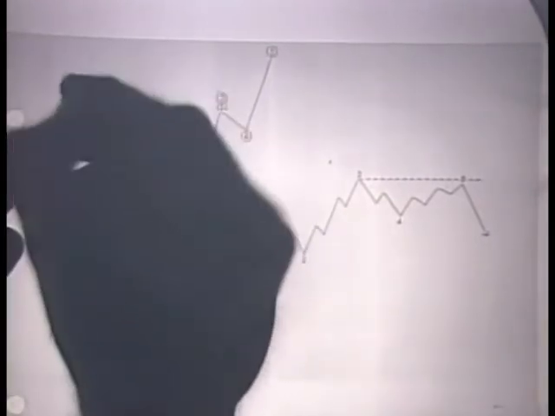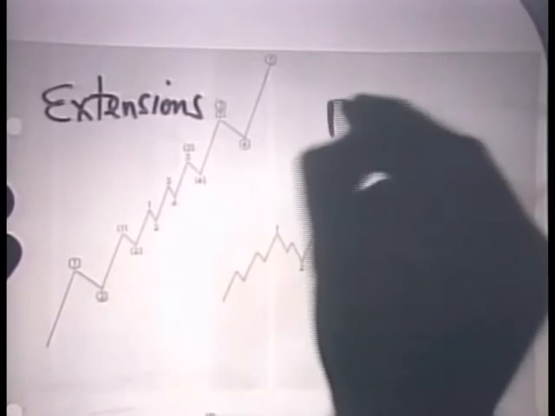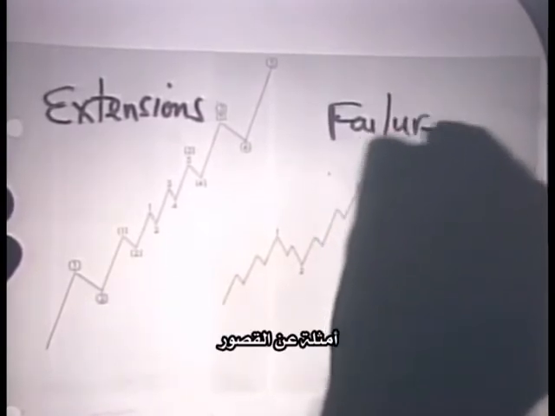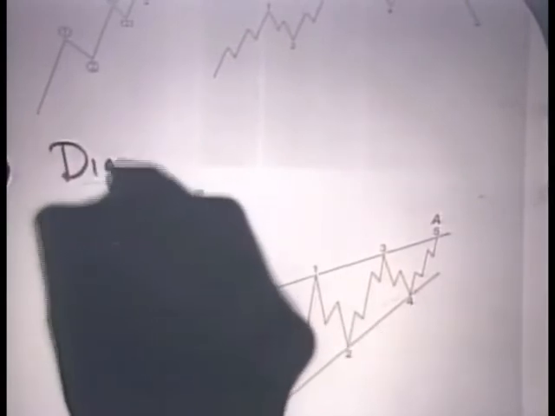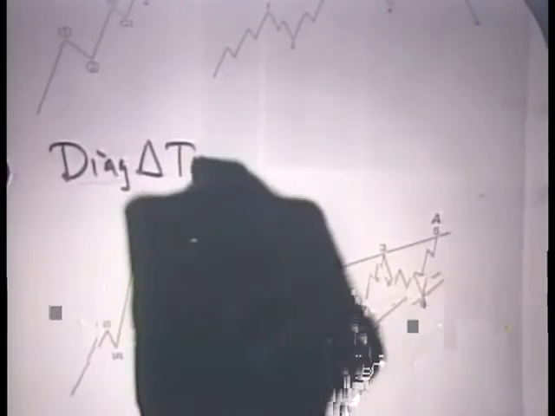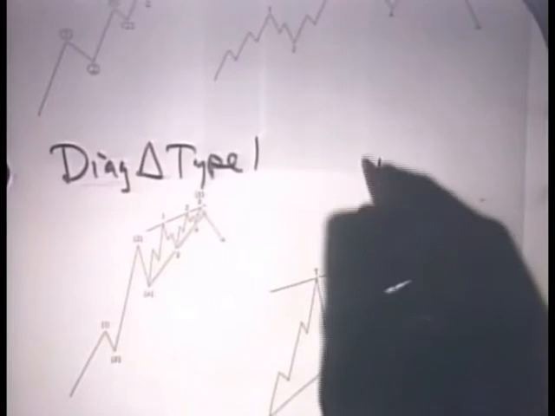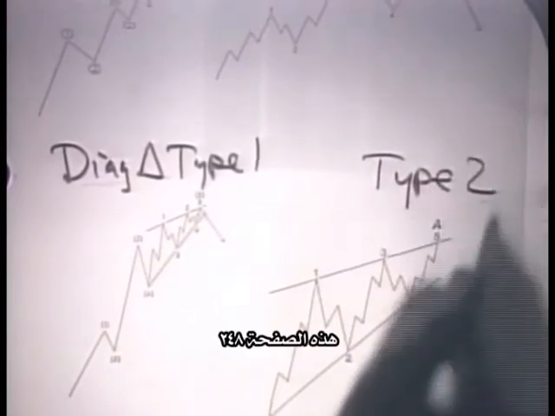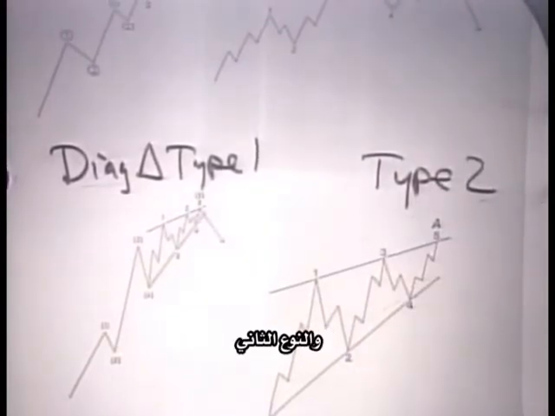And there's the summary. Talked about normal 5-wave structures. Extensions. It's an example of a failure. And then diagonal triangle type 1 and type 2. And this is page 248.